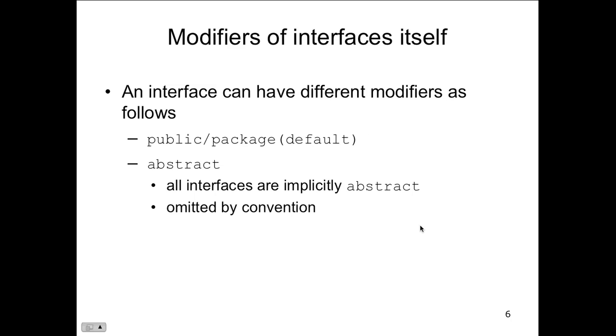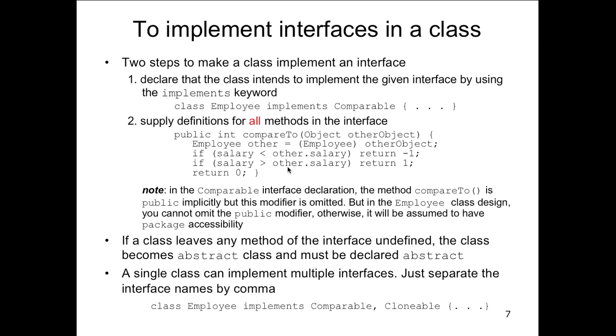Modifiers for the interface itself. An interface can have different modifiers. It could be public, package, or abstract. All interfaces are implicitly abstract. Anything abstract you can't make an instance of. So an interface would be an abstract access for the concept of the interface. And it's also omitted by convention. And it's also seen at the package level as well.